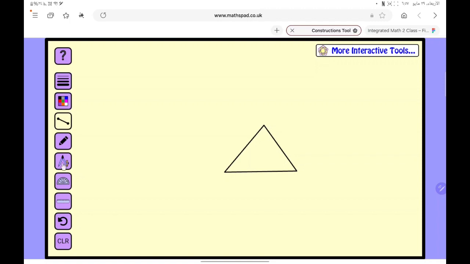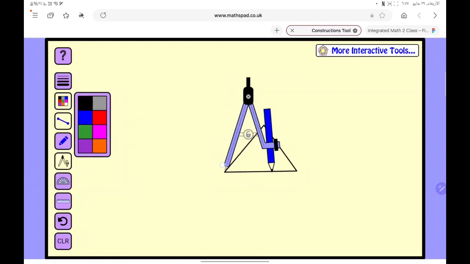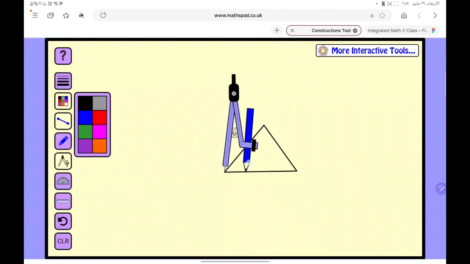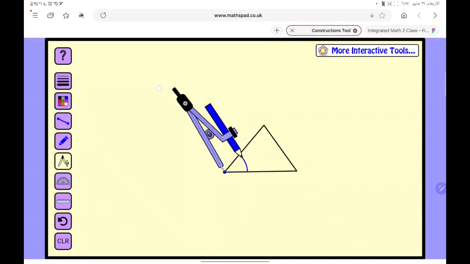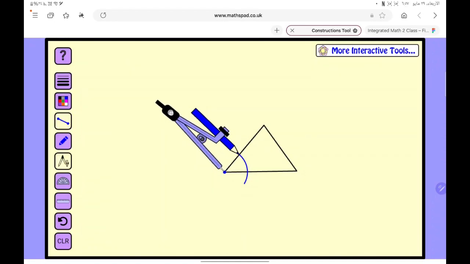Now what you should do, just take your compass. Let me change the color. Take your needle, put it on one of the vertices. Now open your compass at any point, anything. It's here or there, it's up to you. It's fine, just anywhere. So I will just open it here, and lock your compass. Then draw a small arc. So your arc should intersect your triangle at 2 points.